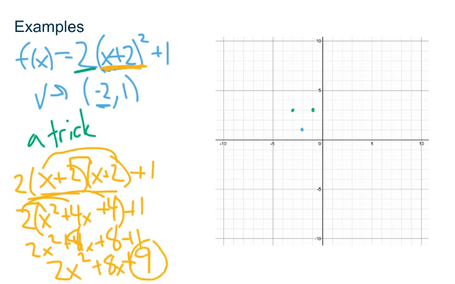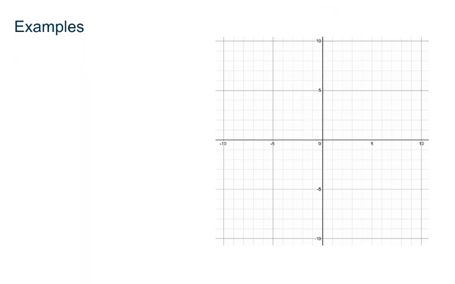I've now found C. It's at 9, which is right there. And then I can mirror line it, or axis of symmetry. There we go. Connect all my dots as best I can. And there we go. I came up with the graph. All right, I have one more example, and I saved the hardest one for last.